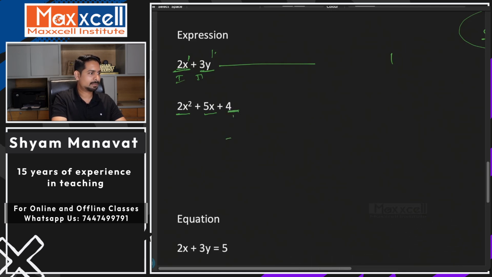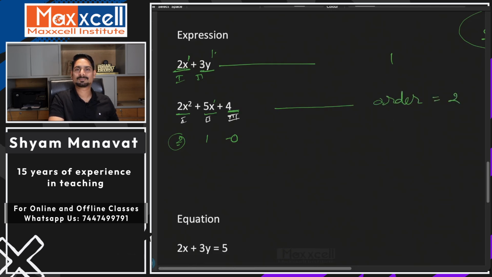Let's call it the first term, second term, and third term. What is the power of the variable in the third term? Power is 0 because there is no variable there. Second term, what is the power of the variable? 1. The first term, what is the power of the variable? 2. Which term is showing maximum power? The first one. What is that power? 2. So the order of this expression is 2.